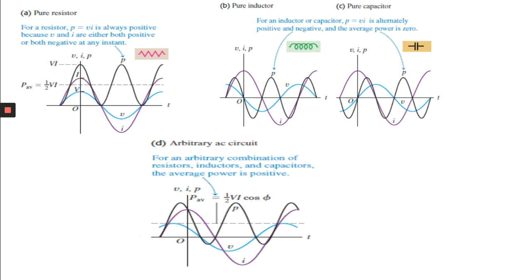Okay. So now this is about the power in an AC circuit. When it is a pure resistor, the power is half VI. When it is a pure inductive circuit or capacitive circuit, the average power is 0. But for an arbitrary AC circuit, it is half VI cos phi, where phi is the phase angle.